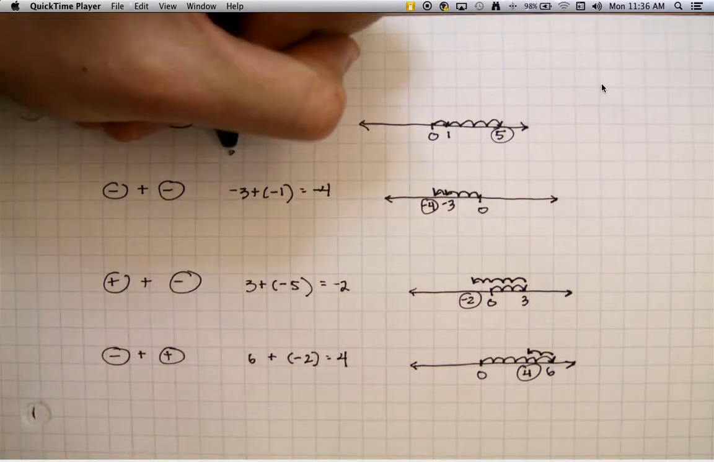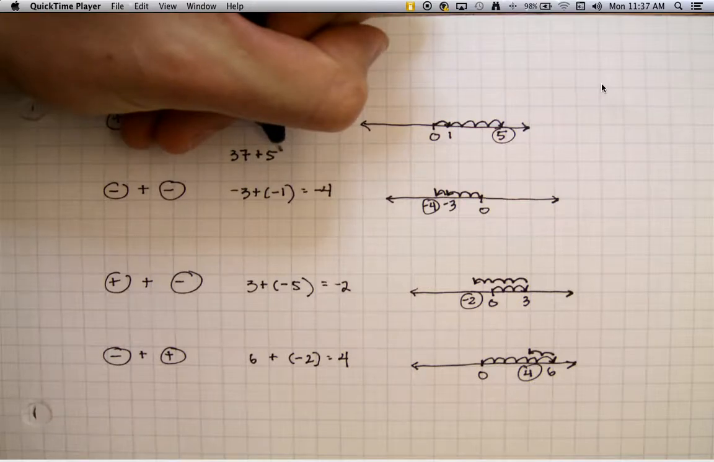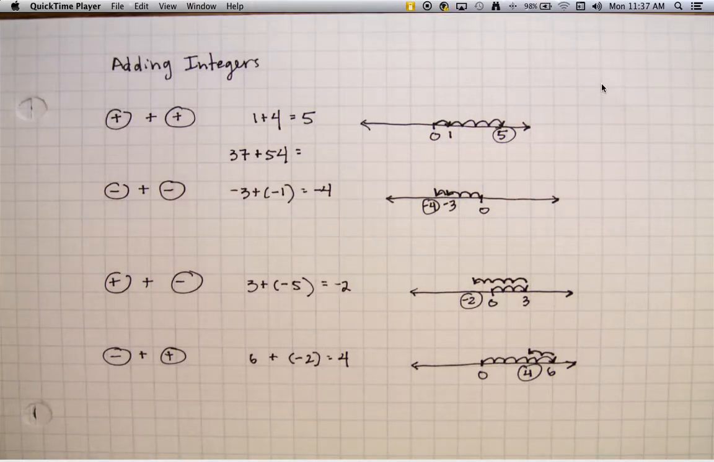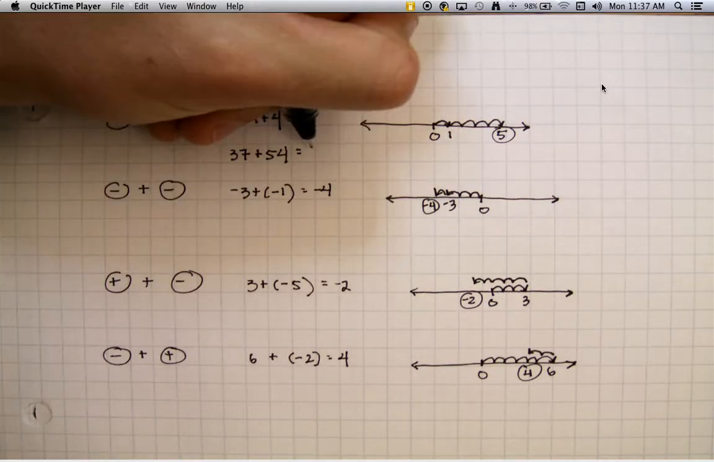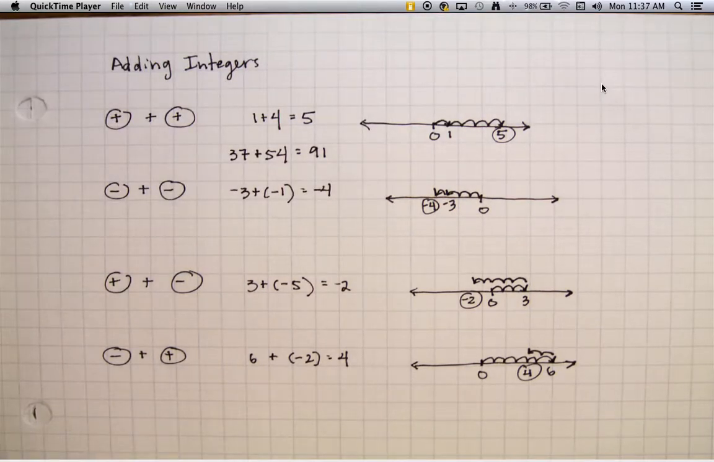So if I take a problem like 37 plus 54, it works the same as it always has. I'm just going to add those together. I think that gives me 91 positives. I'll let you double check that.